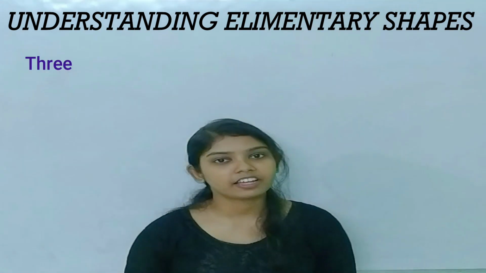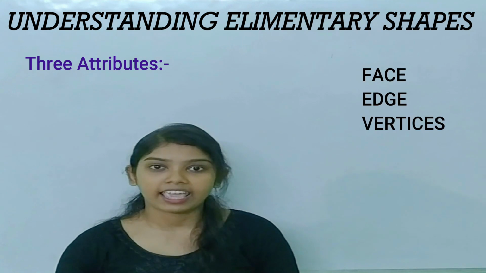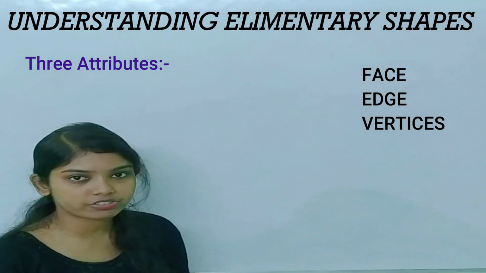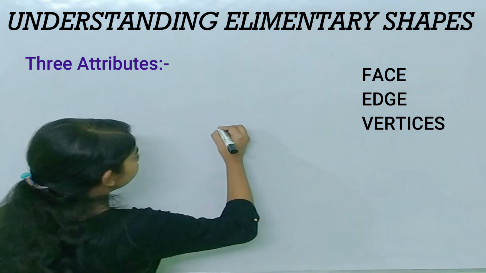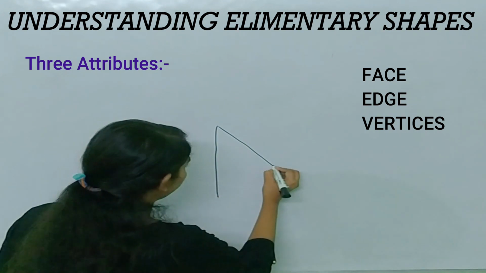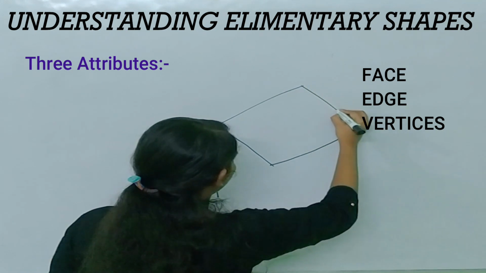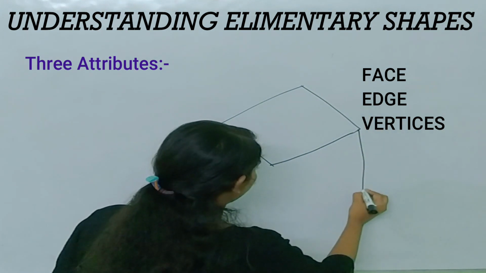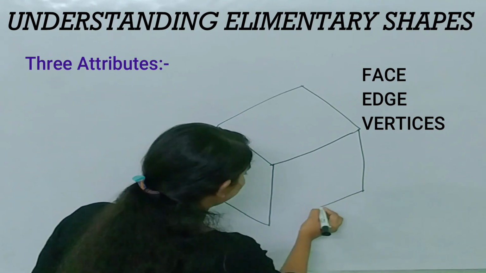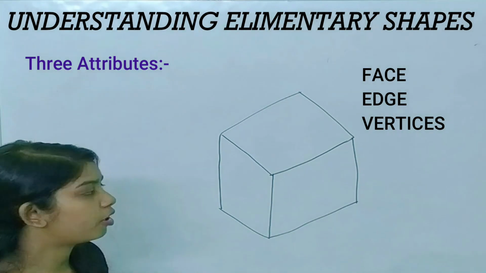Okay? There are mainly 3 attributes of the 3-dimensional shape, that is face, edge and vertices. Now I will draw a picture to show you these three things. Okay? So as you can see, this is a picture of cuboid.